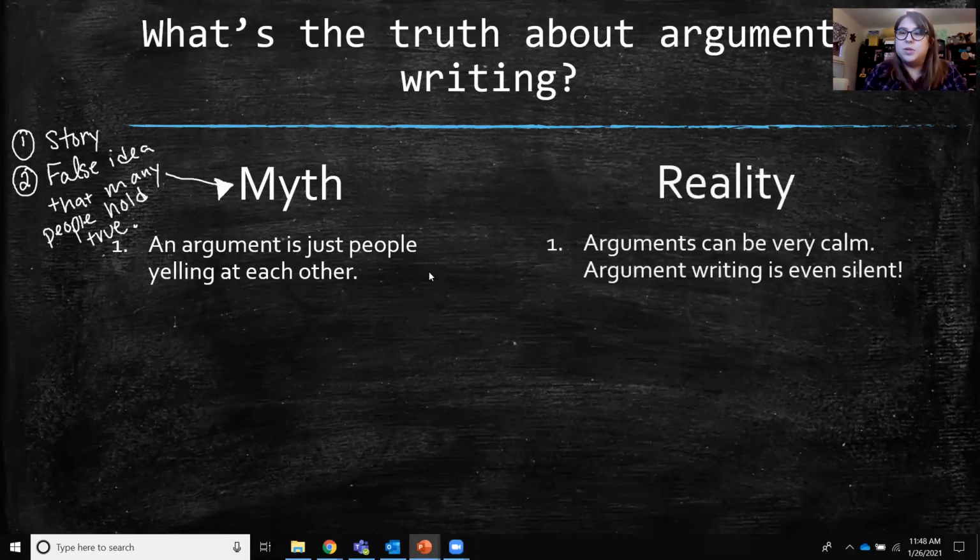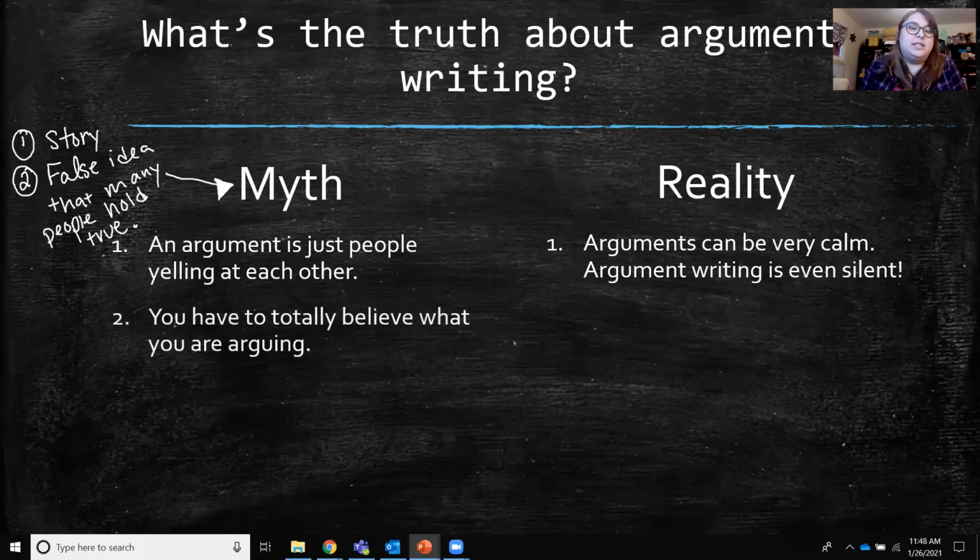In reality, arguments can be very calm. What we are really doing is just trying to get our ideas across. And we know that the easiest way to get someone to believe our ideas is to present them in a way that makes them easy to understand, and that is pretty calm and collected. When we talk about argument writing, that's even silent, because when you write something, there is really no vocalization at all. We're just writing down our ideas.